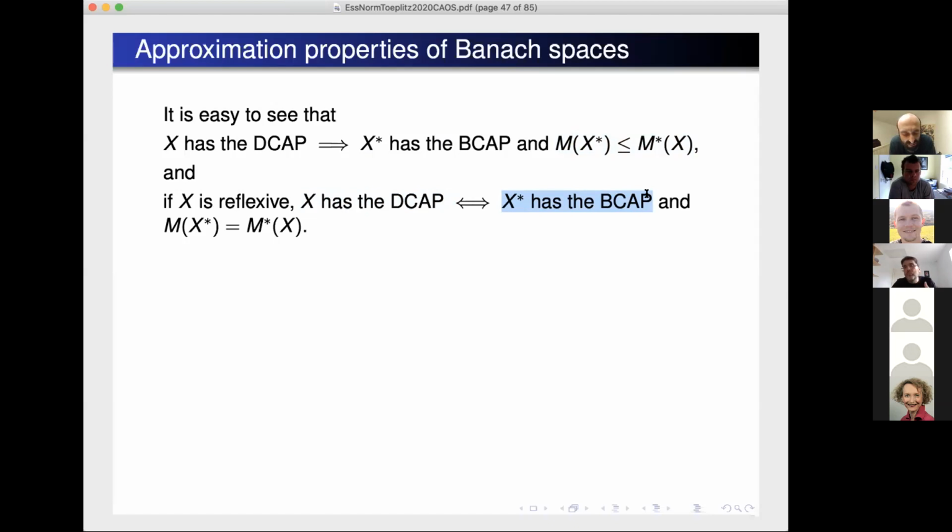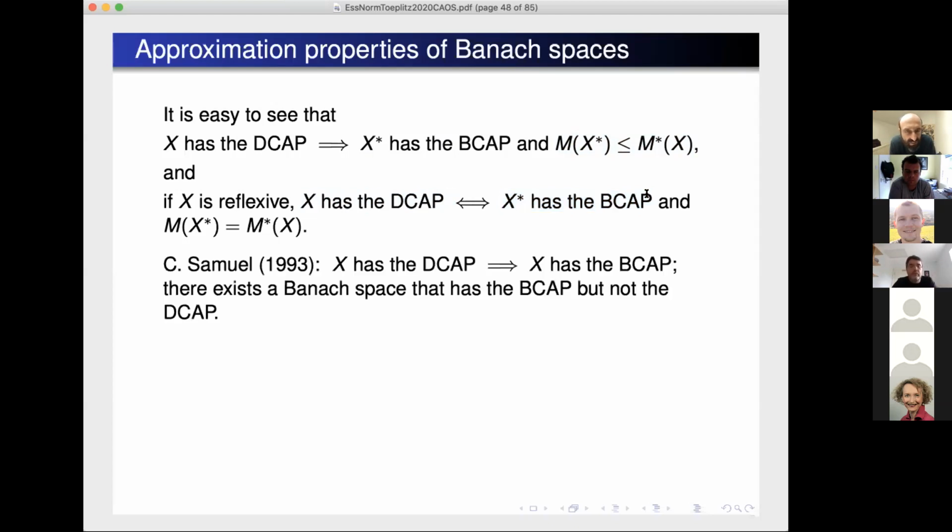But when you start doing stuff, you can try to see how it is in a more general case. And it's interesting that actually for a space to have the dual compact approximation property is strictly stronger than just having the bounded compact approximation property.